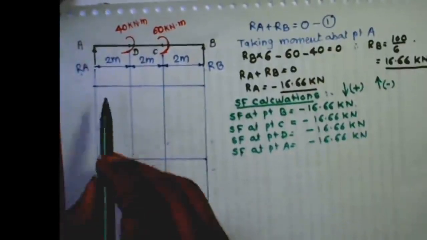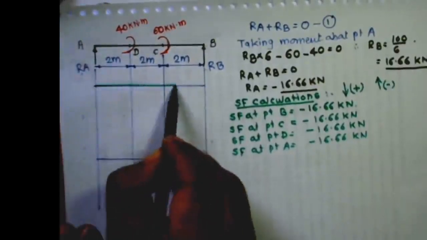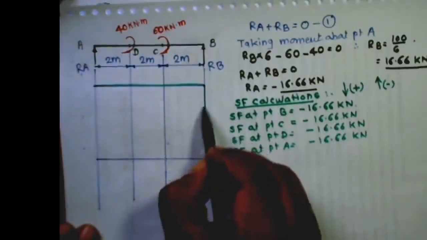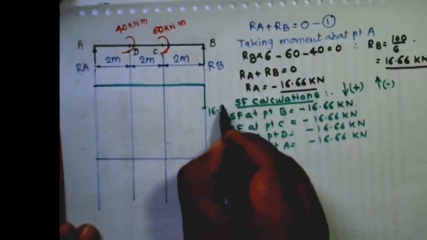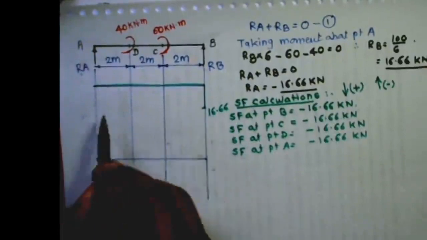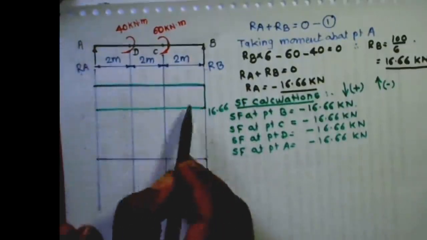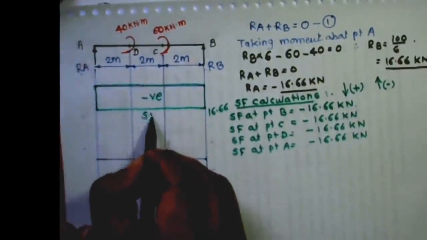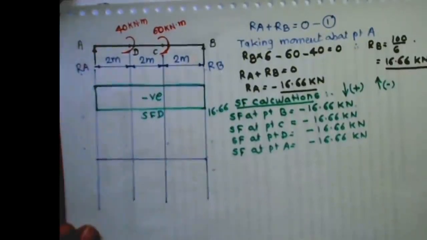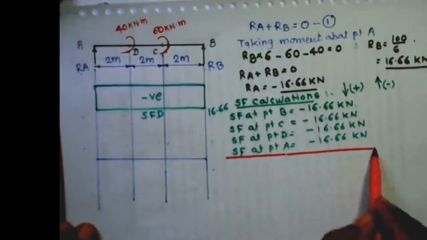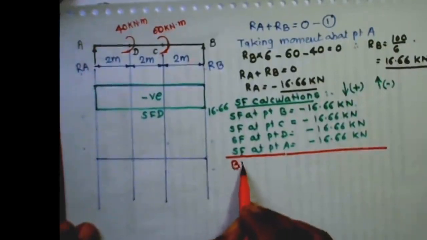Okay, now in that case, this is our baseline. At point B, shear force is minus 16.66. All values are 16.66. It means from the point B to A, there is a horizontal line in that case, and that is a negative SFD. We are getting negative SFD. Now come to the next calculations, bending moment calculation. Now concentrate here.